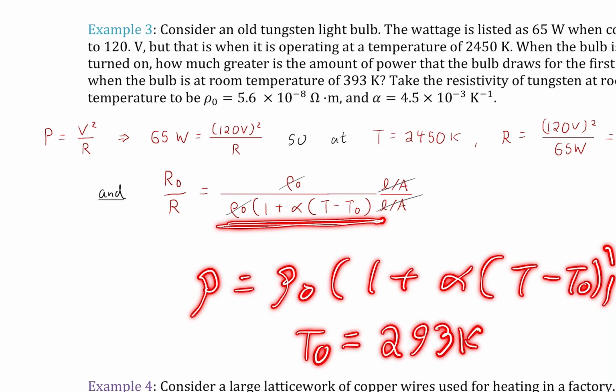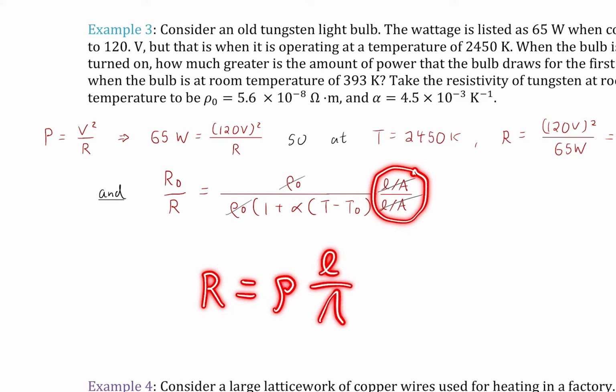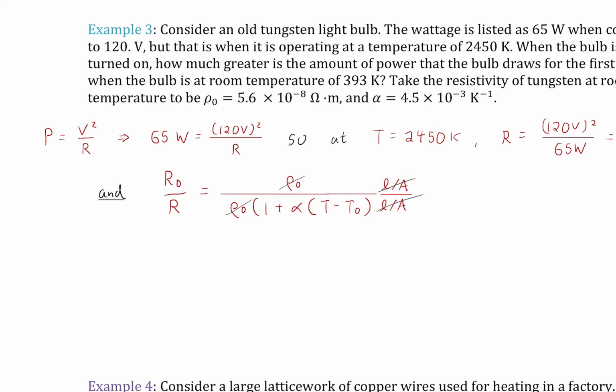On the other hand, when it's hot, when T is not equal to T naught, then this parenthetical expression survives. It doesn't just cancel out. And then right here, L over A, well, that's of course because the actual formula for resistance is rho L over A, but we never changed the length or the cross-sectional area of the tungsten filament here, so it's not relevant for the problem. Okay, so they cancel out. Okay, so then we can go ahead and solve for R naught.